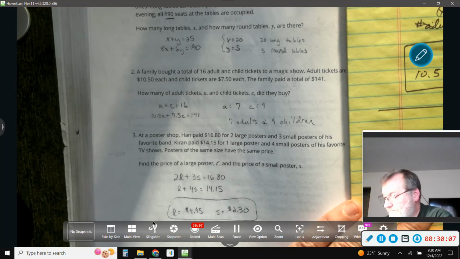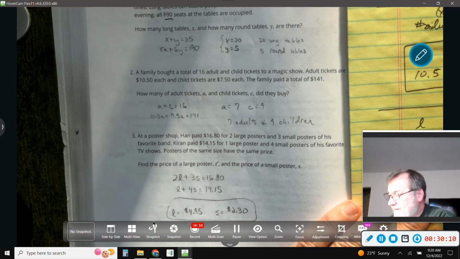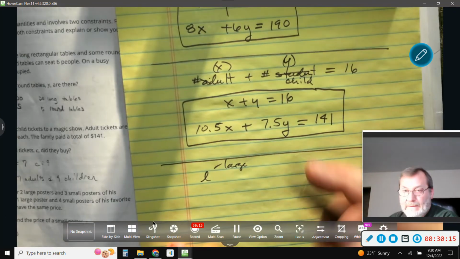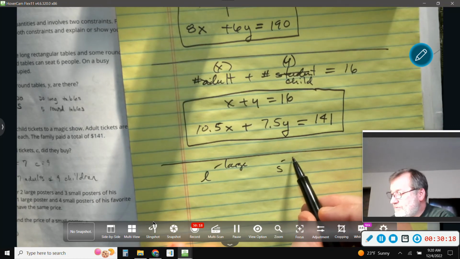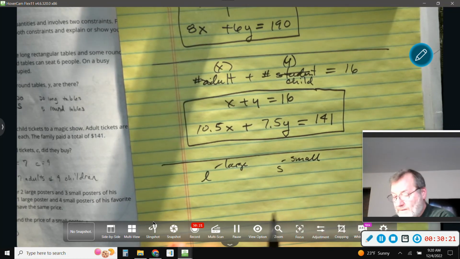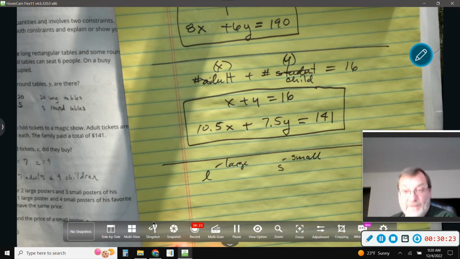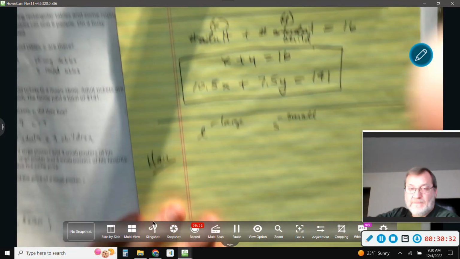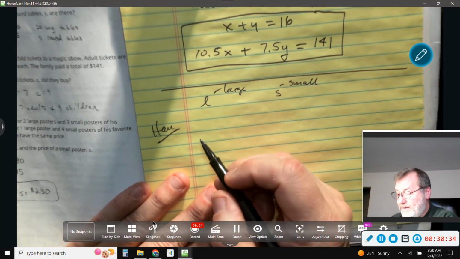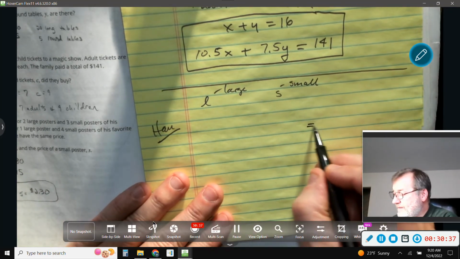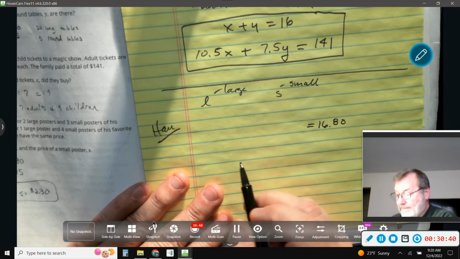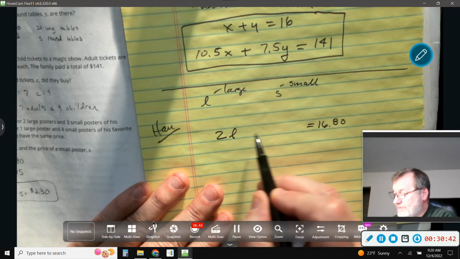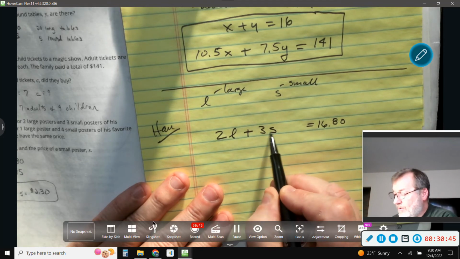So we got large and small. Okay, so L is the large, and S is the small. So what are we going to do? We have 2 different instances here. What was the first instance? The first one was Han. Han paid a total of $16.80, so equals $16.80. And he got 2 larges and 3 small ones.